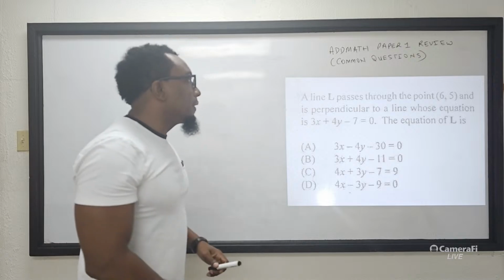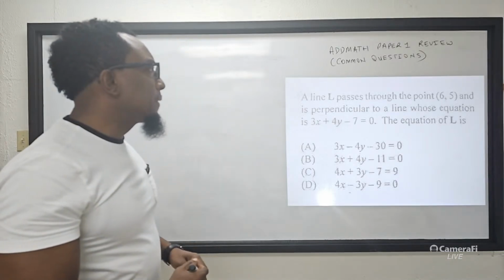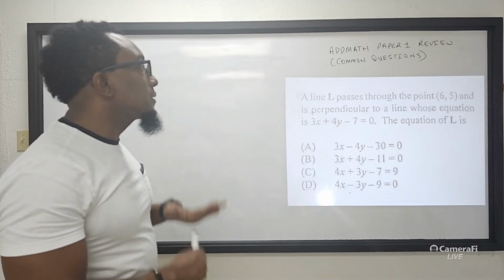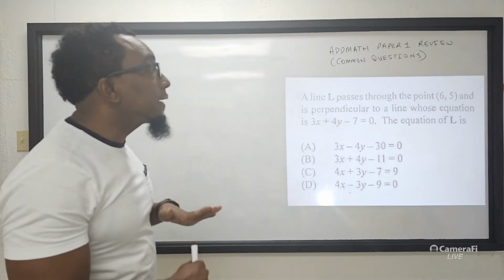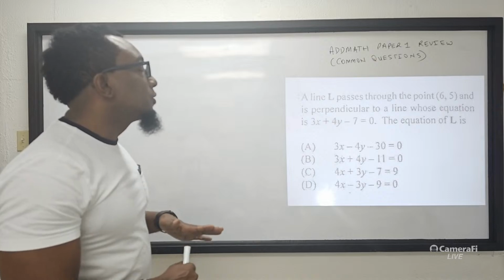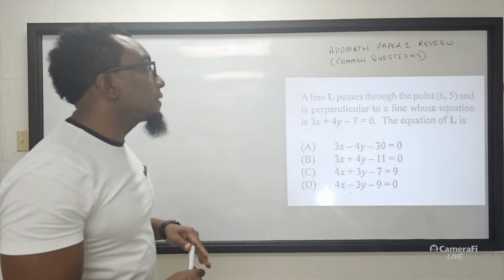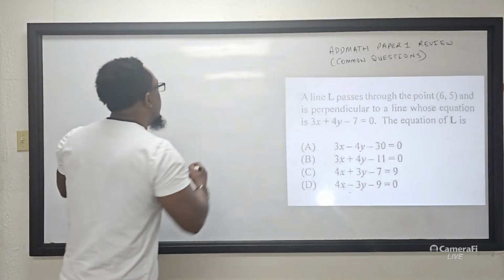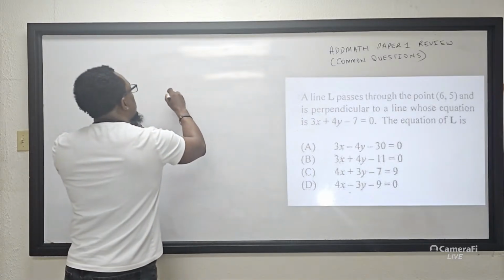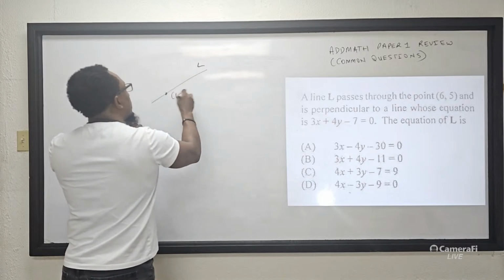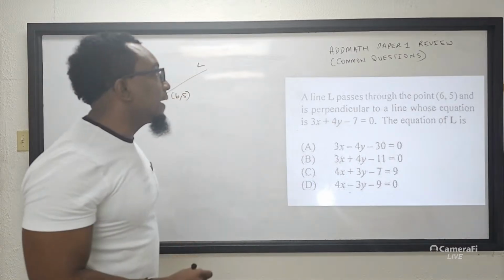So, this here is a bit of coordinate geometry. A line L passes through the point 6,5 and is perpendicular to a line whose equation is 3x plus 4y minus 7 equal to 0. What is the equation of L? So you have a line L, let's assume that this is my line L, and it passes through the point whose coordinates are 6,5.